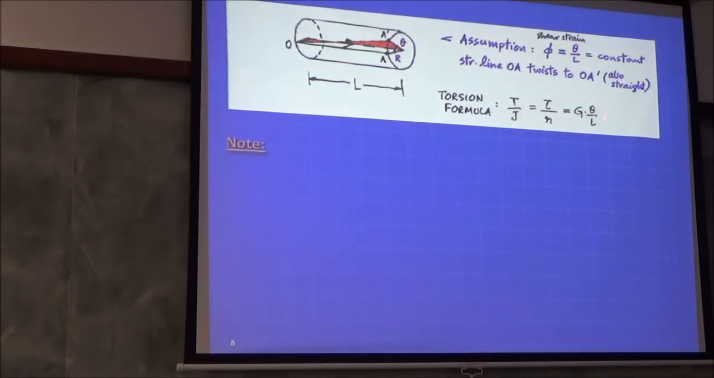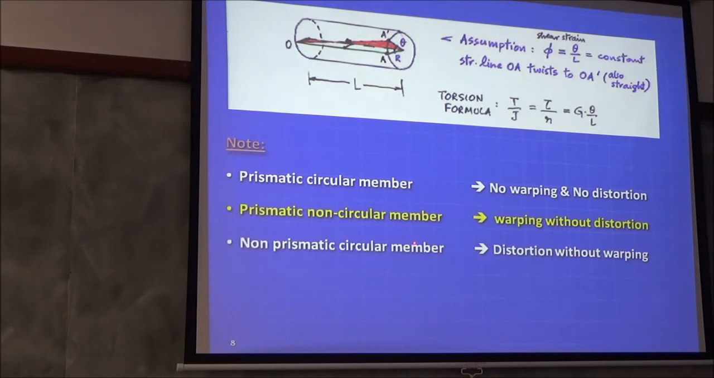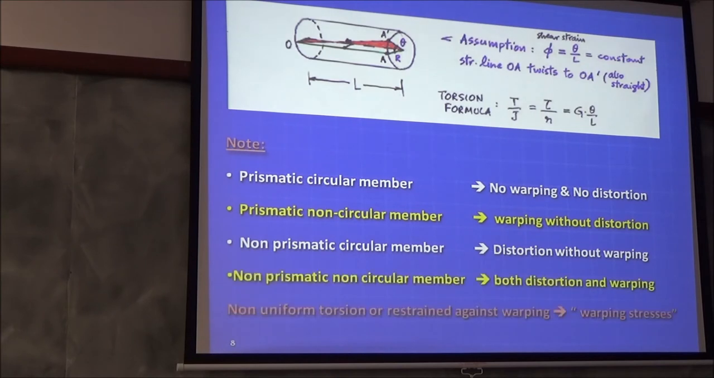Okay, so you're familiar with the torsion formula. It's just like the flexure formula. When you have a prismatic circular member, you have no warping. When you have a prismatic non-circular member and you subject it to a torque, you'll have warping, but you won't have distortion. If you have a non-prismatic circular member, you'll have distortion without warping, for example a square member. And if you have a non-prismatic non-circular member, you'll have both. Okay?